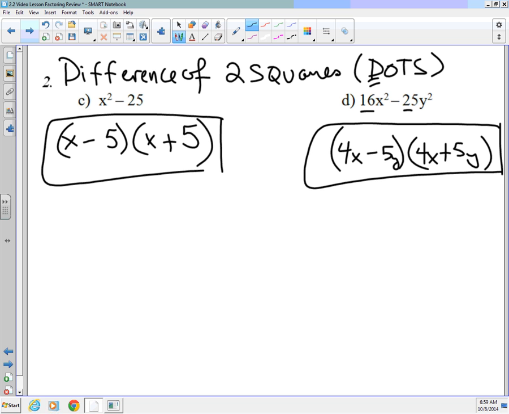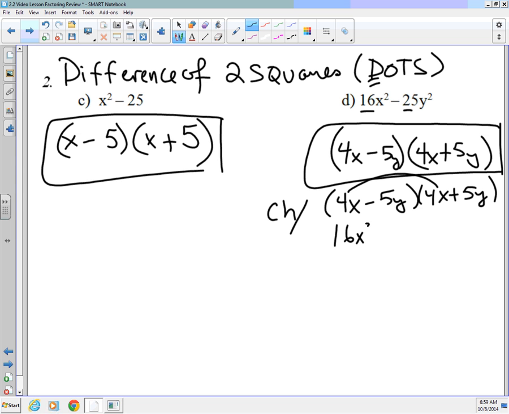By the way, if you wanted to check this, you could multiply this out. So this would be a check: 4x minus 5y times 4x plus 5y. We're unmultiplying, so we can multiply out the check. 4x times 4x is 16x squared. Now watch what happens here. 4x times 5y is 20xy. Negative 5y times 4x is minus 20xy.